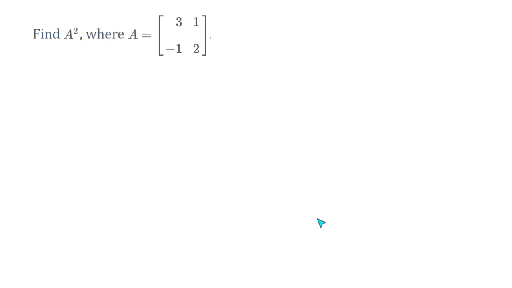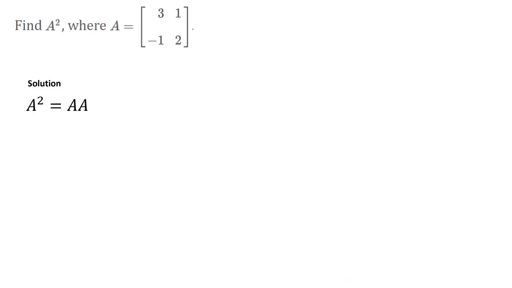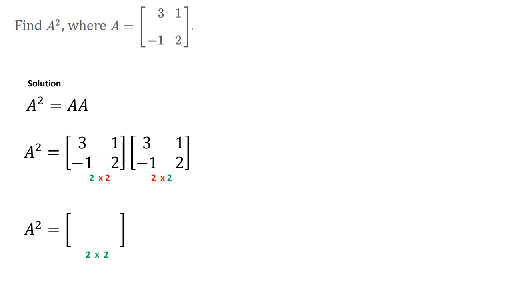Okay, find A squared where A is equal to that matrix. So A squared is just A times A. I'll just write the matrix out. We'll look at the orders, 2 by 2, 2 by 2. The inside numbers are the same, so that means yes, I can multiply. And the outside numbers tell me how big my result is going to be.